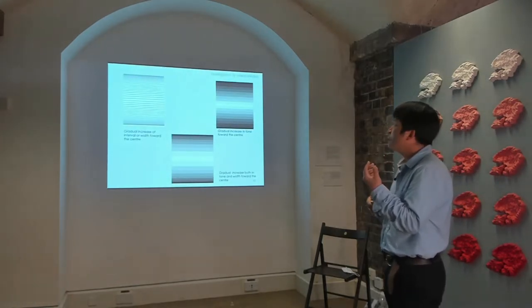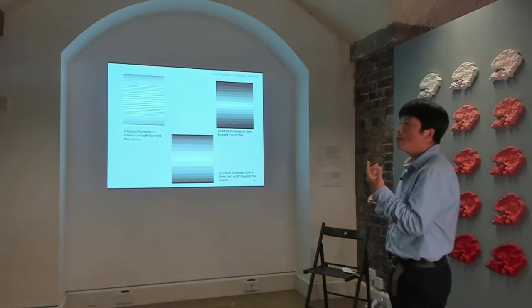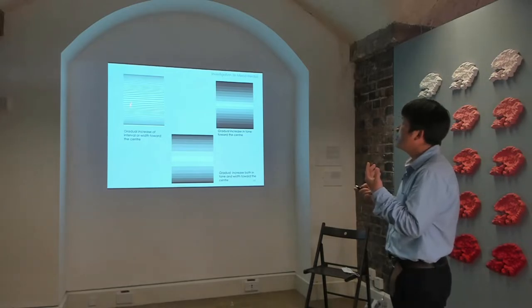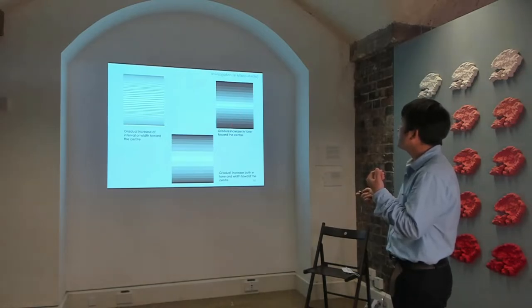So I investigated the basic element in creation of illusory quality with gradient. So this one is a gradient in width or interval. You can see a spatial curvature appeared. Here is a gradient in tone. The tone gets lighter toward the center, and you can see a slight curvature appear.